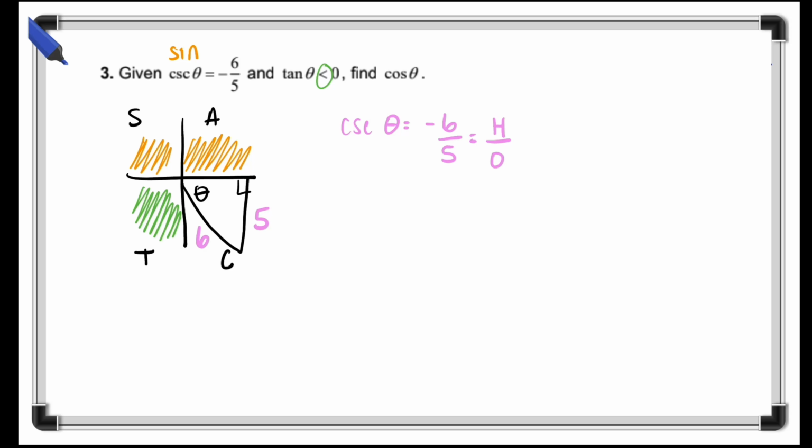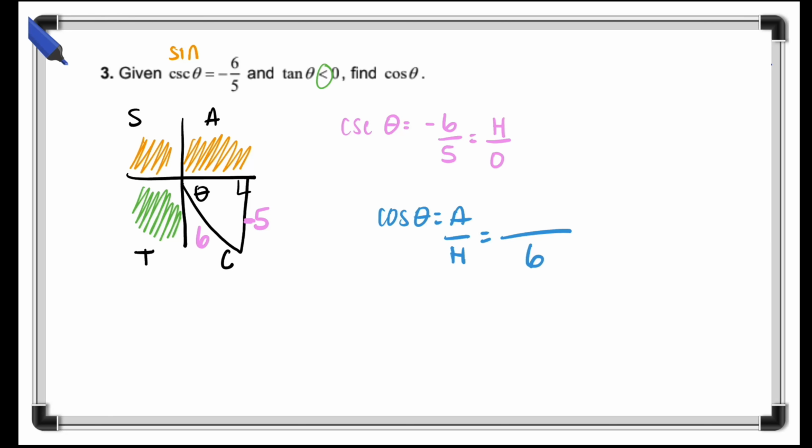Now, remember that the hypotenuse can never be negative, so the negative sign that you see in front of the 6 is actually going to be right in front of the 5. Now, in order for you to find cosine, which we know is the adjacent over hypotenuse, well, we know the hypotenuse, that's 6.